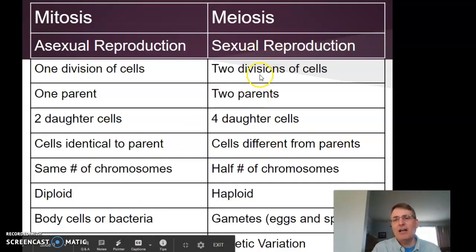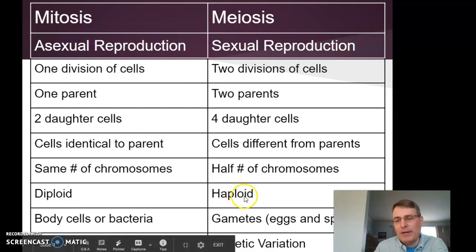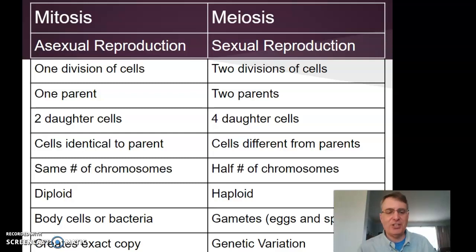In meiosis, we're going to have two divisions of the cells, and we're going to need two parents to create a child. We end up with four daughter cells as opposed to two over here. The cells will look different than the original parent cell that created them because they have different genes on their chromatids. They have half the number of chromosomes, so they're considered to be haploid. This is only done in your gametes, either your sperm or your eggs, and it creates a lot of genetic variation.